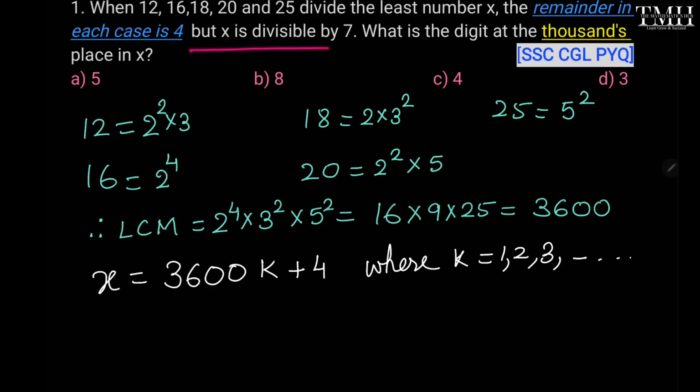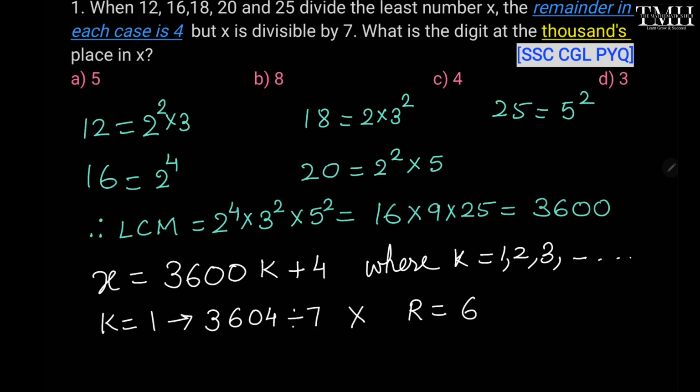Now the next step will be to apply the divisible by 7 condition. See, in the question it is given that the number is completely divisible by 7. That means x must be divisible by 7. So we will check the value of k. For example, when k is equal to 1, the number is 3604. Is it divisible by 7? No, because the remainder is equal to 6 in this case.